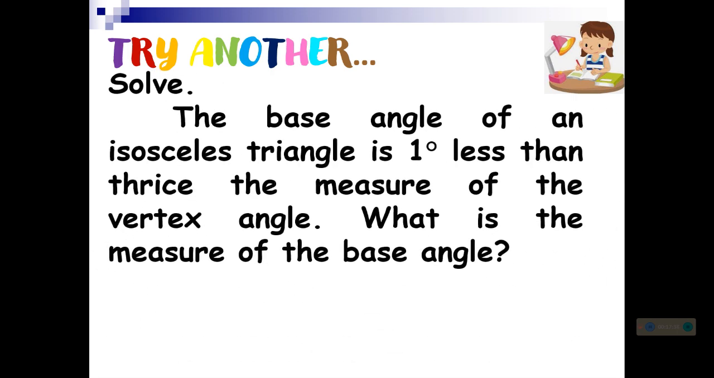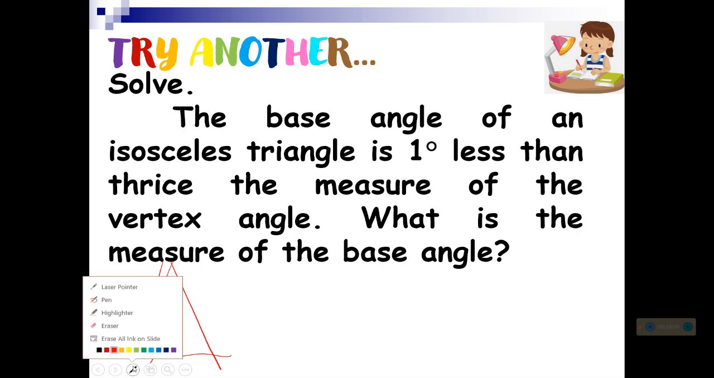So how about if you are not given the figure, you are just given the sentences or the problem. So we have here: the base angle of an isosceles triangle is 1 degree less than thrice the measure of the vertex angle. What is the measure of the base angle? So how are we going to solve this? You are going to draw first a triangle. Sorry, let me erase this.